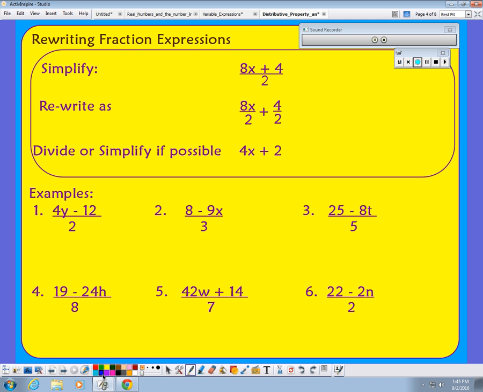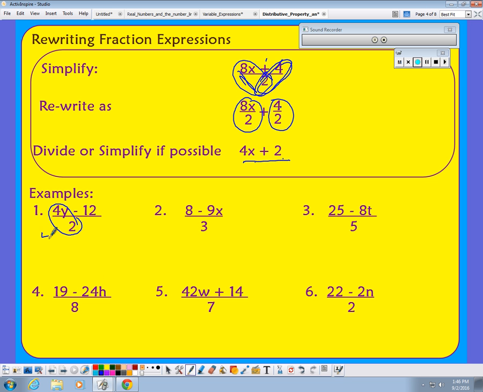So our first problem is going to be 8x plus 4 over 2. This is rewritten, and when we rewrite it, I like to circle. The top numbers go over the denominator. So 8x over 2 plus 4 over 2. And how do these simplify? 8 divided by 2 is 4, and so is x, 4x, plus 4 divided by 2 is 2. There's our answer.